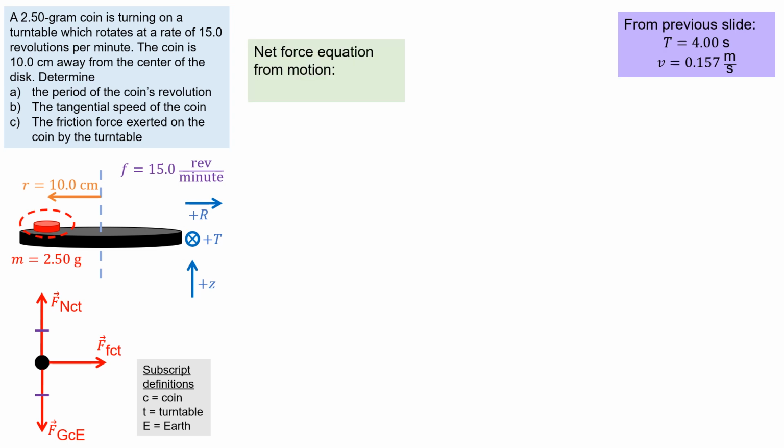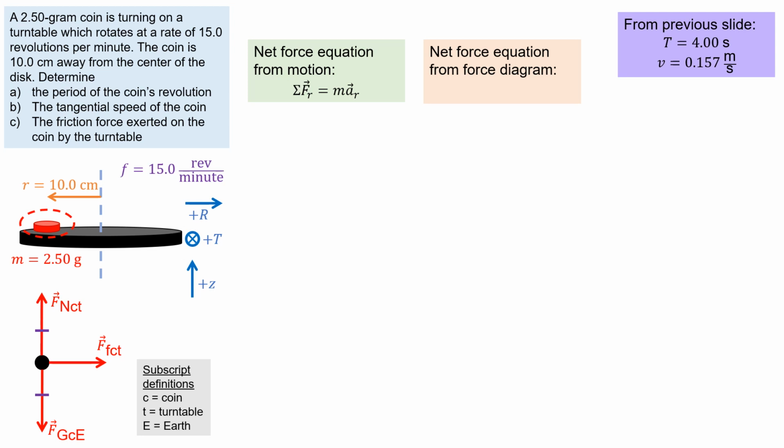motion. We know that this coin is accelerating. It's not getting faster or slower, but there is a change in the velocity vector's direction, and so there is an acceleration. So when we add up our forces in the radial direction, we should get mass times the acceleration in the radial direction. That's Newton's second law.